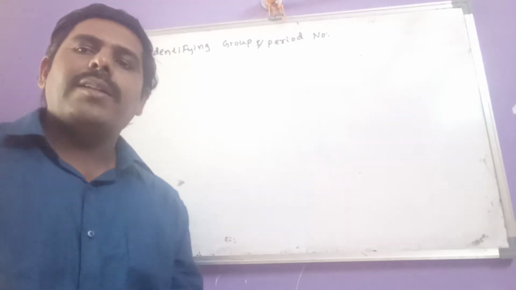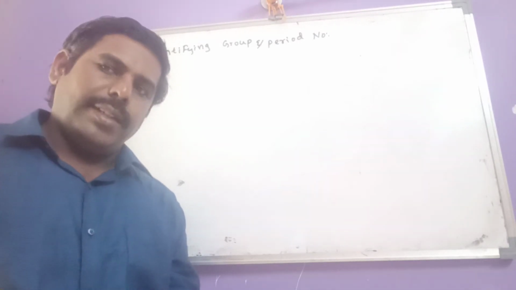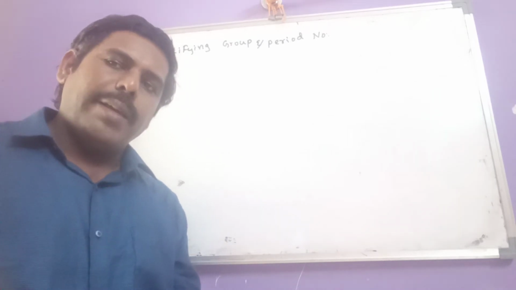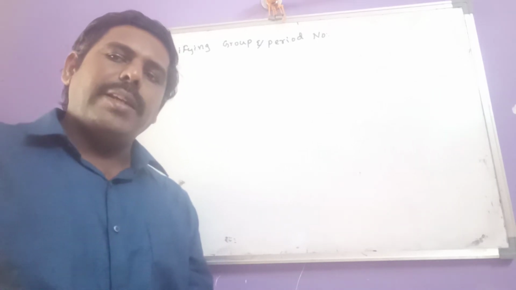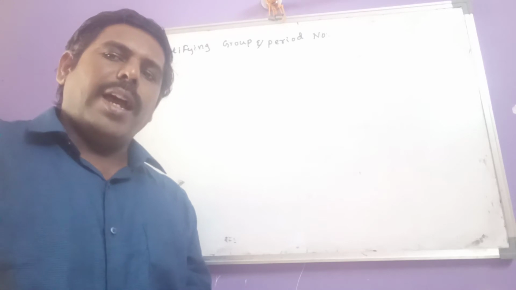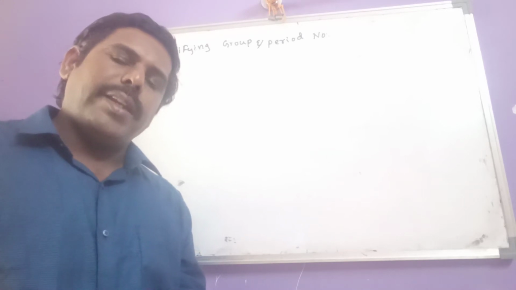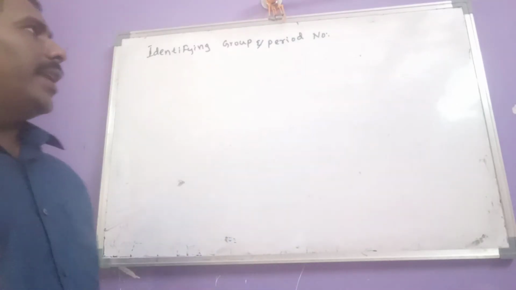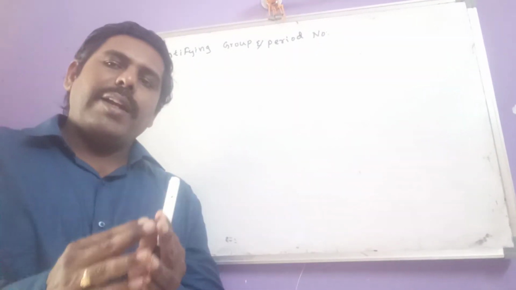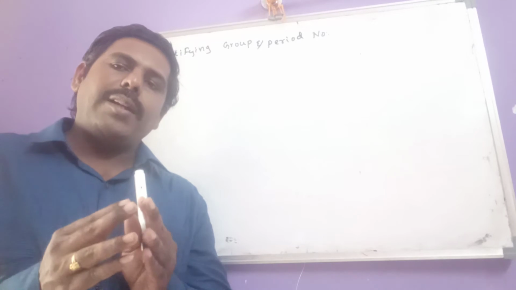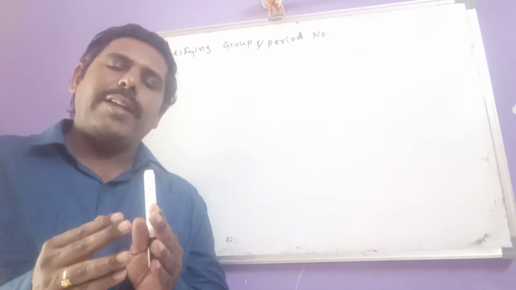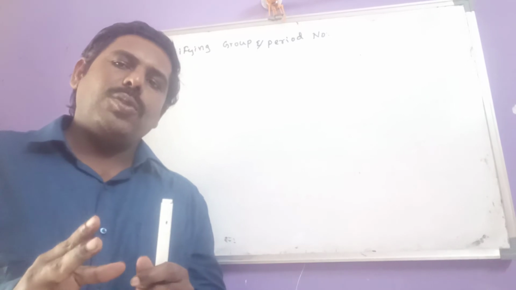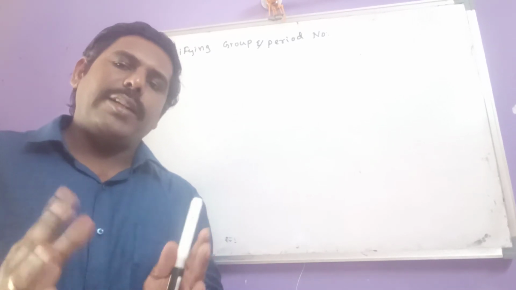Hello to everyone. In this video, let us discuss identifying the group number and period number of an element in the periodic table, and what is periodicity and some periodic properties. First, let us see how to identify the group number and period number of a given element in the periodic table. In that, two conditions are there.